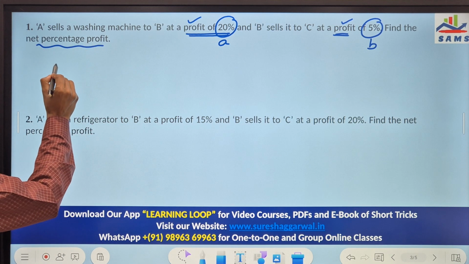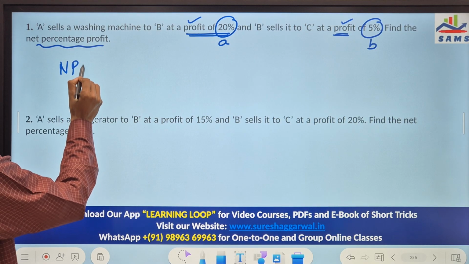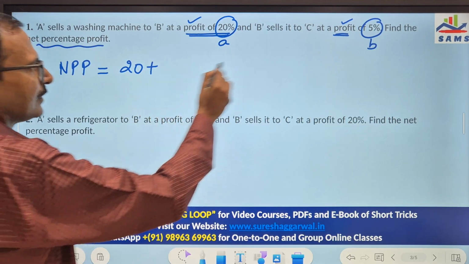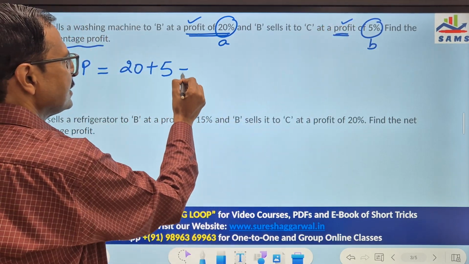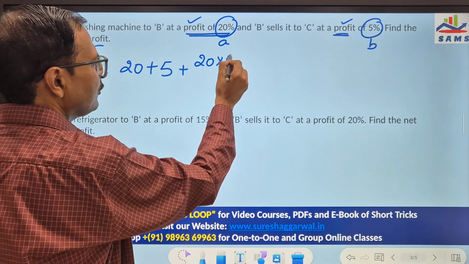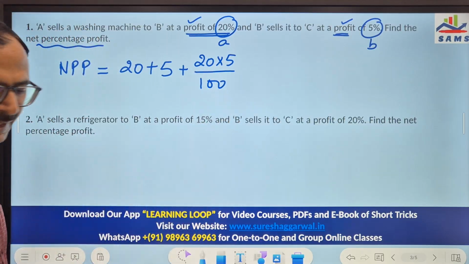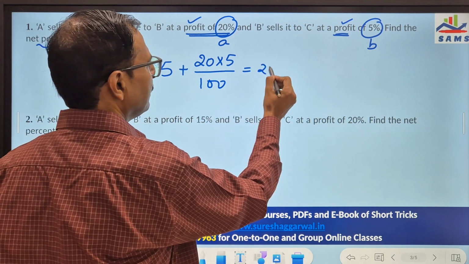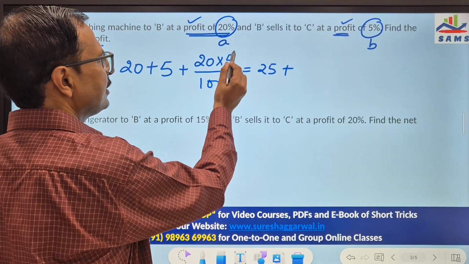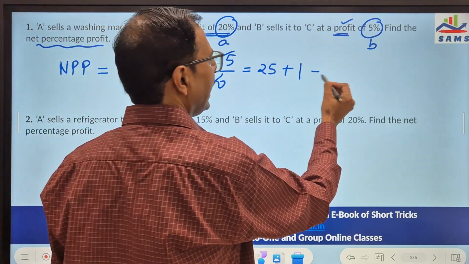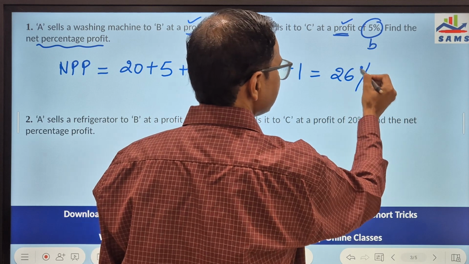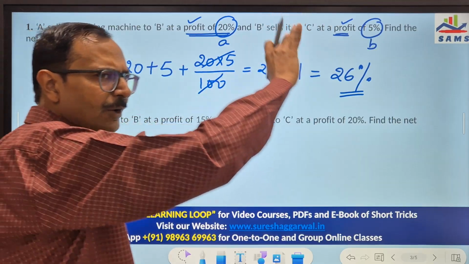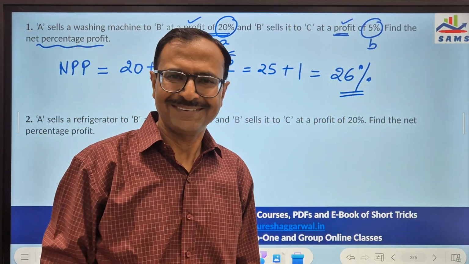So to find the net percentage profit, what are we going to do? This is 20 plus this is 5 plus, just multiply the two, 20 into 5 and divide by 100. And very easy calculation here. We get 25 plus, this is 20 into 5 is 100, 100 cancels 100, so this is 1, and so 26% is the net percentage profit. Can you solve that orally now? I think you will be able to do it, right?